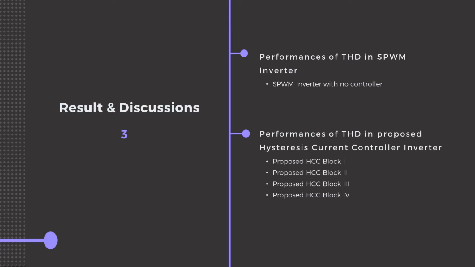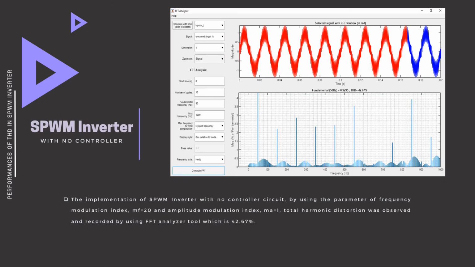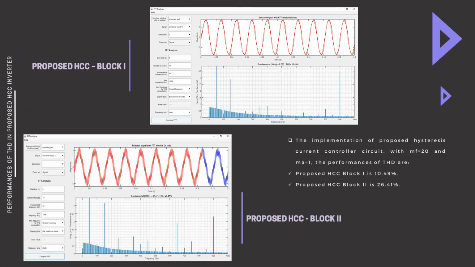Next, the third section of result and discussion is divided into 2 parts, which are the performance of THD in SPWM inverter and, second, the performance of THD in the proposed HCC. First, the analysis of THD of the SPWM inverter without controller, using the parameters MF equal to 20 and MA equal to 1. The total harmonic distortion observed was 42.67%. Next, we move on to the THD in the proposed HCC block, using MF equal to 20 and MA equal to 1. For proposed block 1, the THD is 10.49% and for proposed block 2 it is 26.41%.